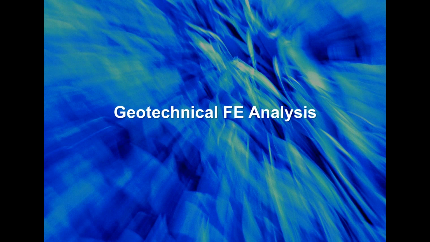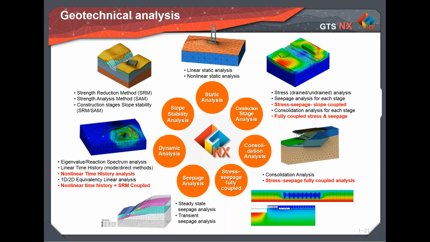So what kind of analysis can be performed in the software? I'll start with slope stability analysis. GTS NX provides you with the option of C-phi reduction, commonly known as the strength reduction method, SRM. So you can consider the construction stage with the strength reduction method.